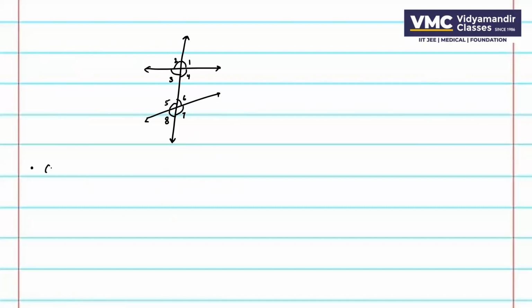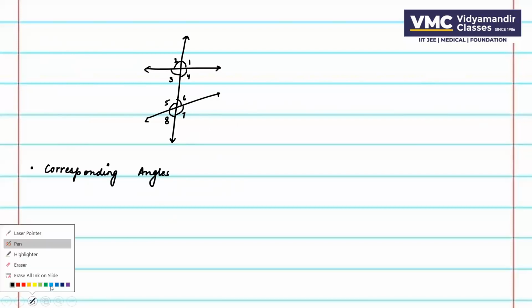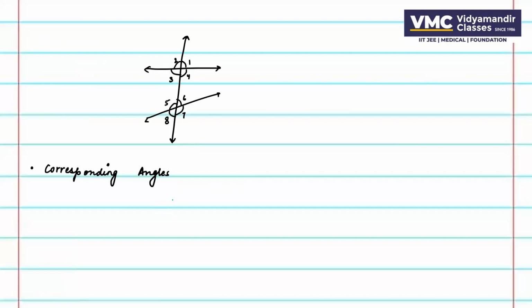Now there we have different types of angles. One is corresponding angles. So if we talk about the corresponding angles, angle 1 and angle 6 form a pair of corresponding angles. Next, angle 4 and angle 7 form a pair of corresponding angles. Angle 2 and angle 5 form a pair of corresponding angles. And angle 3 and angle 8 form a pair of corresponding angles.